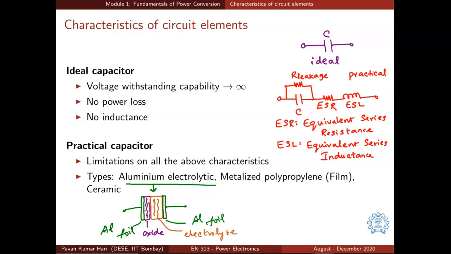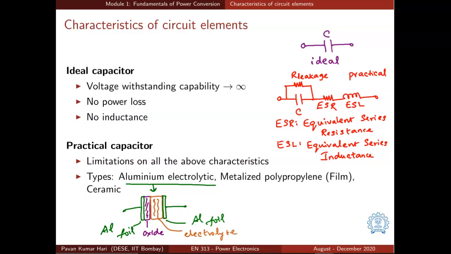So what are the contributors to the equivalent series resistance? If you look at the aluminum electrolytic capacitor, there is a foil which is made of aluminum typically, and then you have an oxide layer, and then there is an electrolyte, and then there is again a foil. All these materials have certain limited resistivity, and that contributes to the resistance, and the cumulative effect of all these is given as the equivalent series resistance of a capacitor.